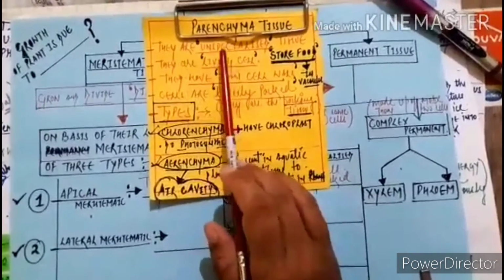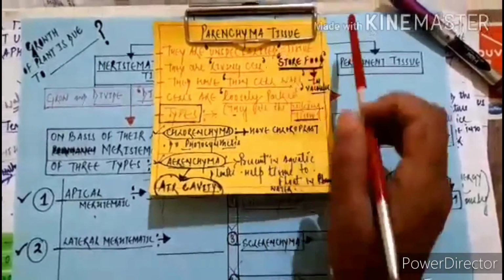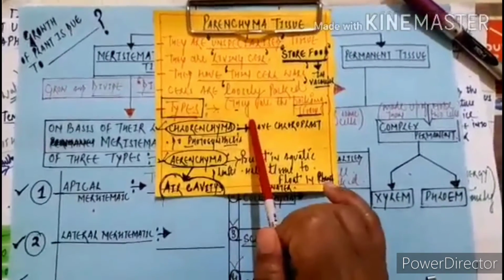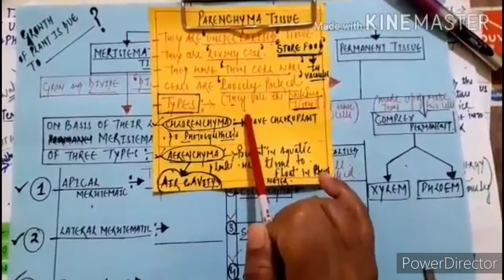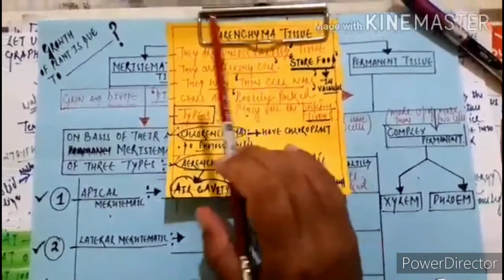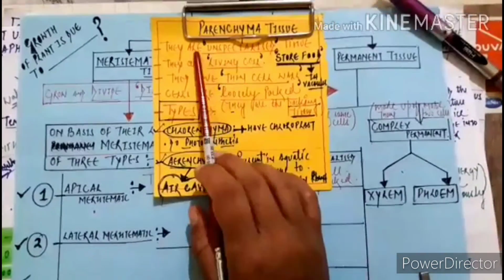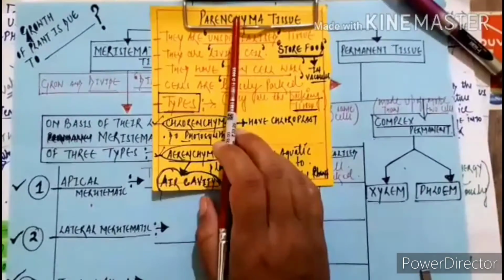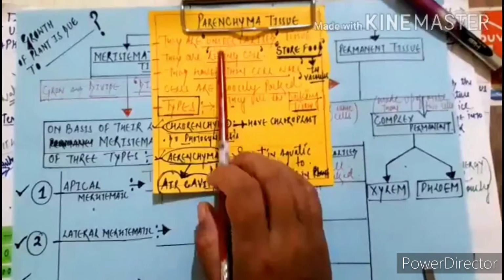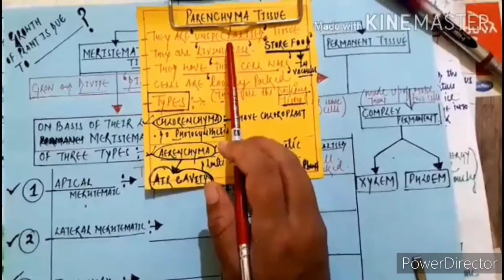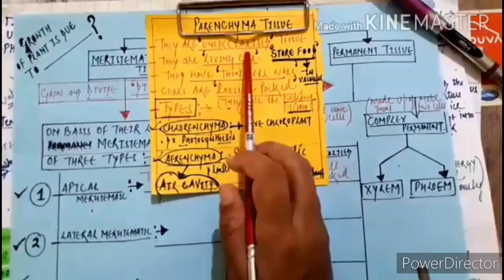They are unspecialized tissue. When you are talking about parenchyma tissue, we have to be very well aware of the characteristics of these tissues. So, the first characteristic is they are unspecialized tissue. Unspecialized means they are not destined for a particular type of work. They are not specialized for a particular type of work. That is why we use the term unspecialized tissue.